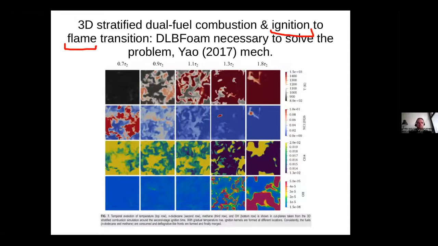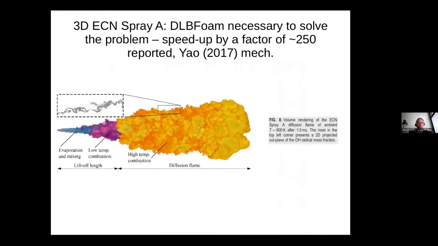Then another test case we looked at in this paper was the 3D ECN Spray A. Again, we used the Yao mechanism, and DLBFoam is also completely necessary to solve the problem. And here, a speed up by a factor of 250 is reported. So it's a true enabler for running these simulations. You actually see a little bit better the structure of a typical diesel spray flame, which we capture in the simulations. So you have the evaporation and mixing of the liquid, you have the low temperature combustion, high temperature combustion, and then indeed the diffusion flame later on.